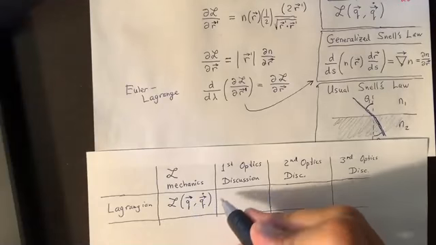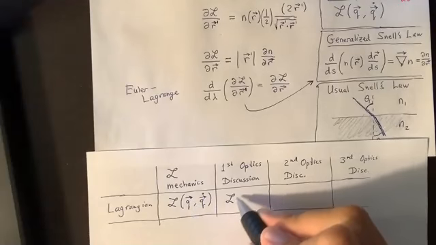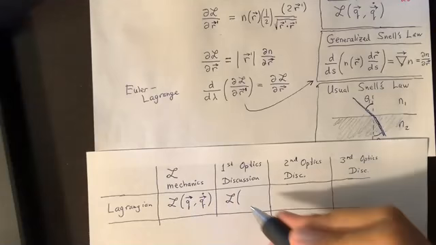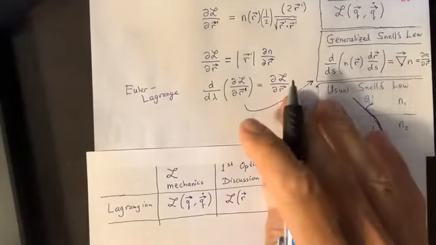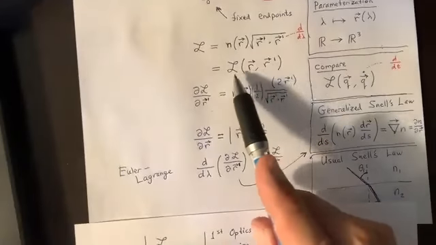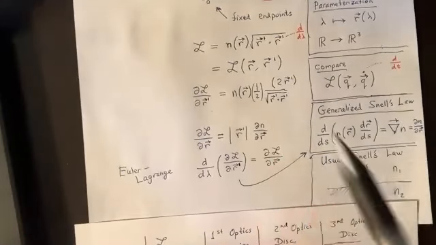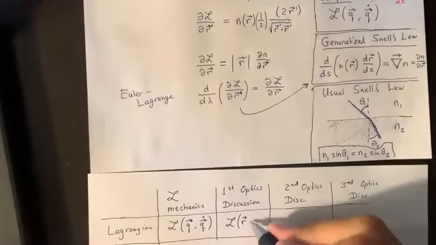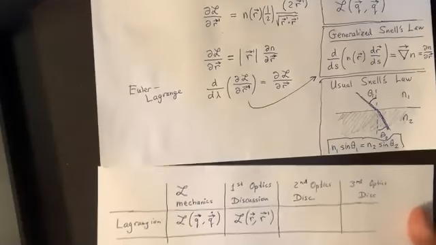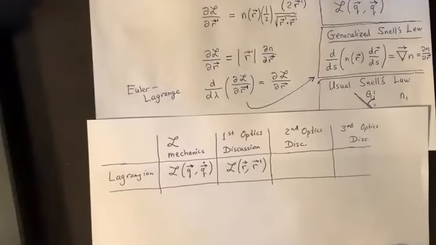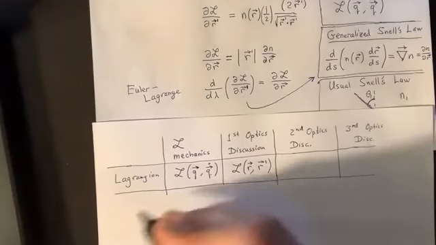In this first optics discussion, we had a Lagrangian, and this was our Lagrangian here. You see it's a function of r and r prime. So there's a slight shift in notation. That's the point of this comparison table. We do have this shift in notation. Okay. The parameter of evolution.